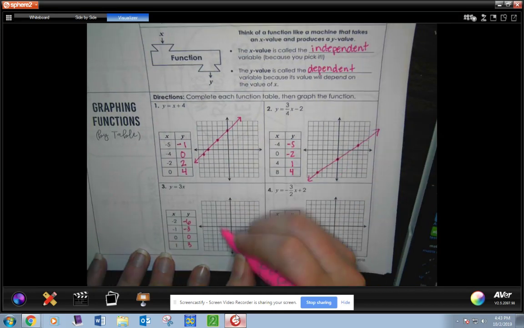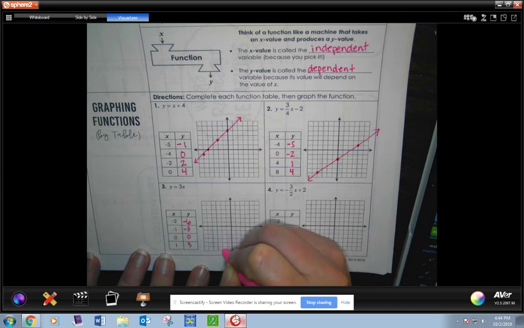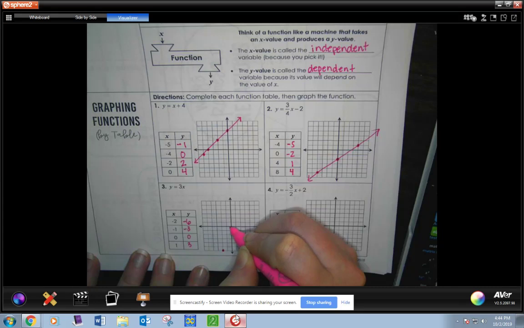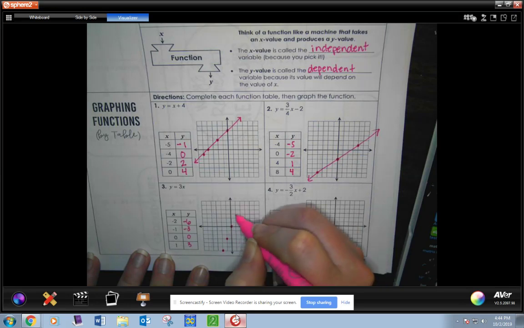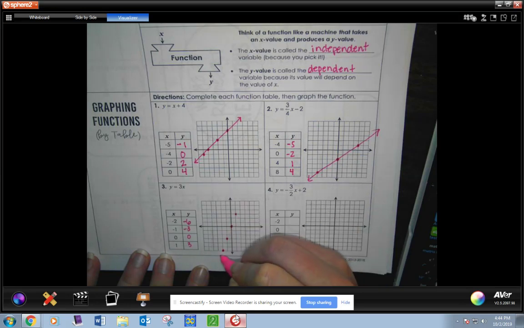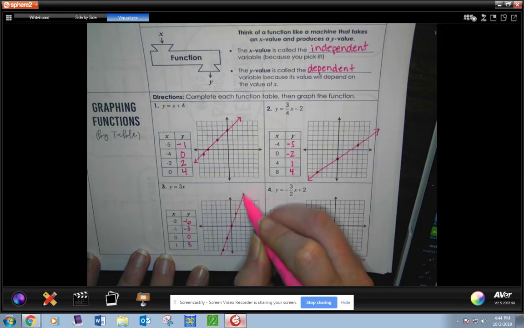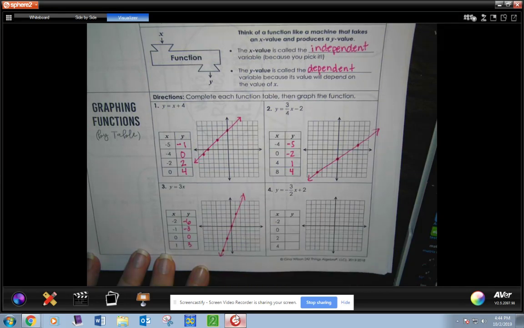Okay, now I plot my points. -2, -6, that's left 2, down 6. -1, -3 is left 1, down 3. 0, 0 is right in the origin, and 1, 3 would be right 1, up 3. And then I connect my lines. And remember, we put an arrow because an arrow shows that it still keeps going.